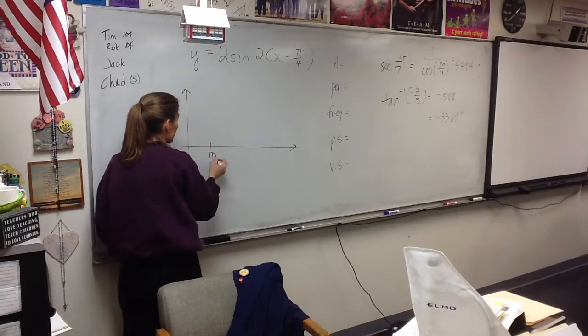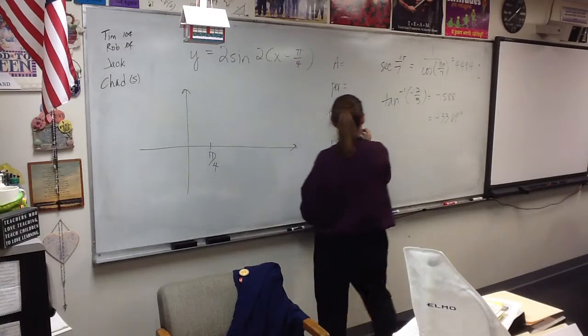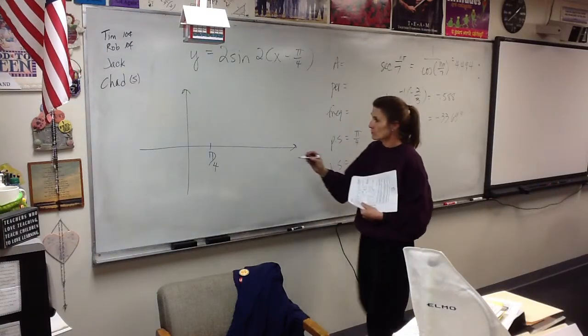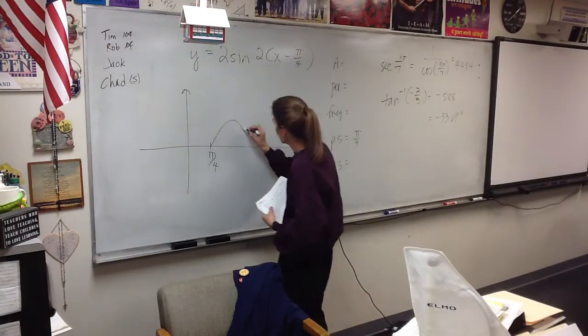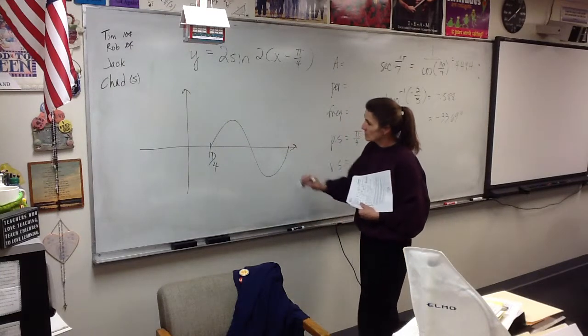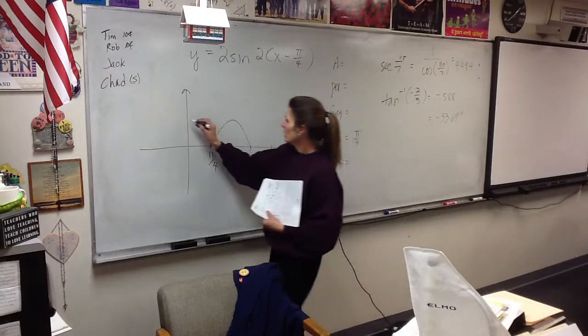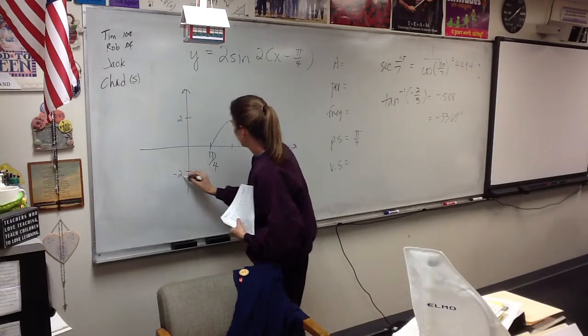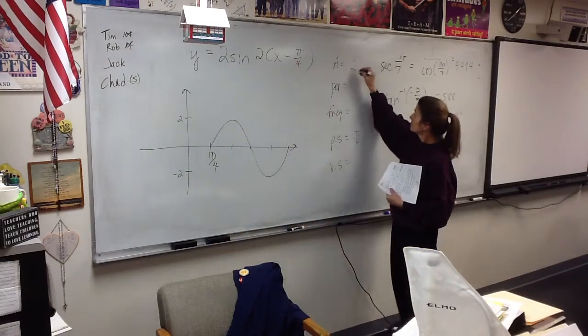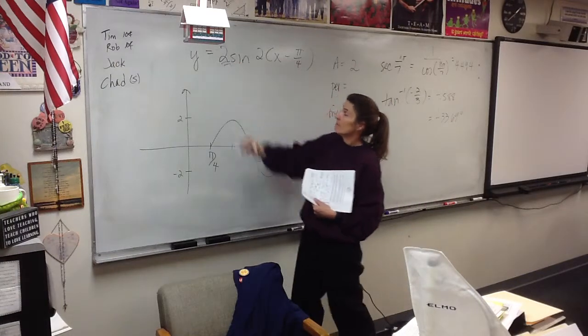Phase shift is pi over 4, so I am beginning my graph at pi over 4. So I've got a handy dandy sine curve, just a regular old sine curve with an amplitude of 2. Remember, this tells me my amplitude.